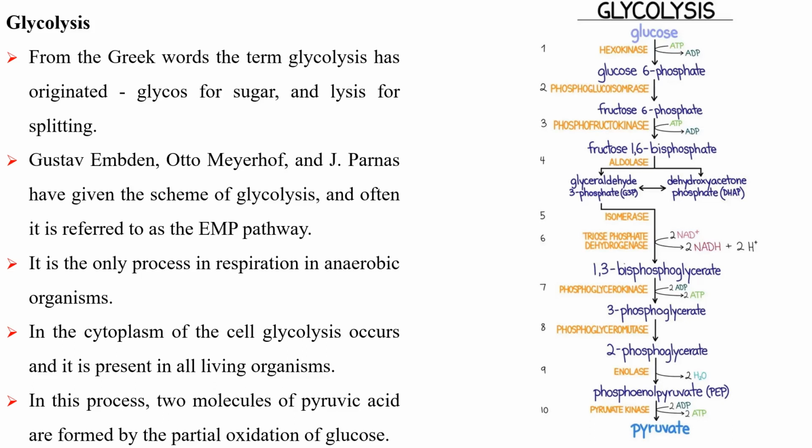Gustav Embden, Otto Meyerhof, and J. Parnas have given the scheme of glycolysis, and often it is referred to as the EMP pathway. It is the only process in respiration in anaerobic organisms. Glycolysis occurs in the cytoplasm of the cell and is present in all living organisms. In this process, two molecules of pyruvic acid are formed by the partial oxidation of glucose.